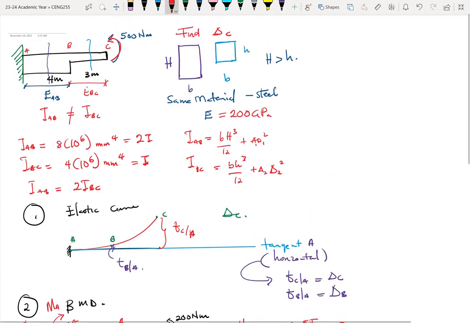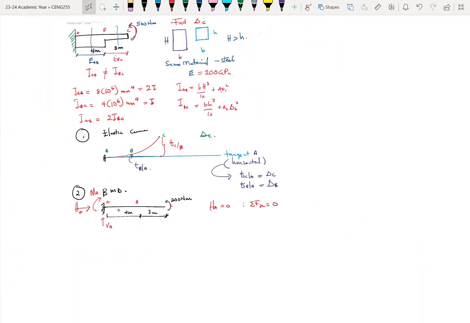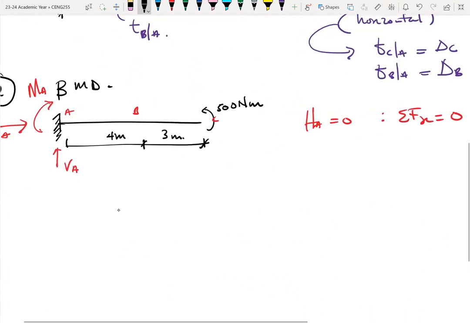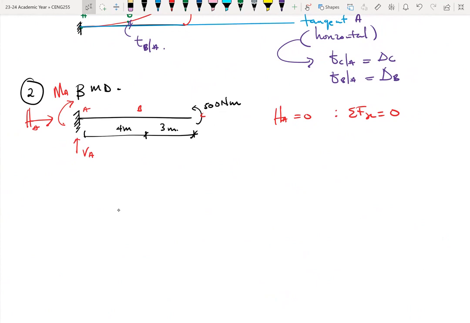No, the moment is Newton meter. It's Newton meter, not Newton. Oh, I'm sorry. Let me look at what I'm doing. Oh, 500. Sorry. Thank you for the correction. The moment is 500 Newton meter. Yeah, thanks for the correction. Okay, so with that, I can draw my bending moment diagram.